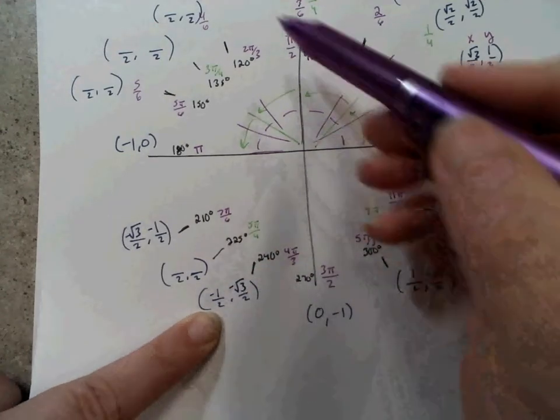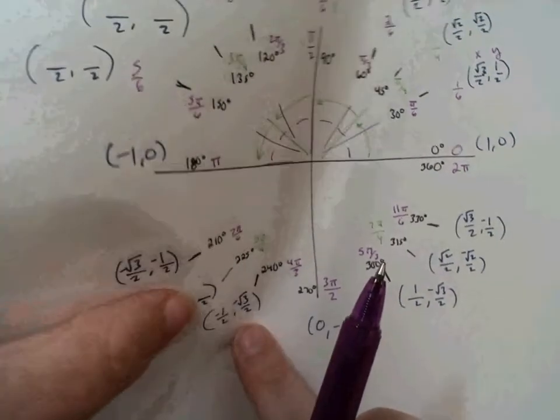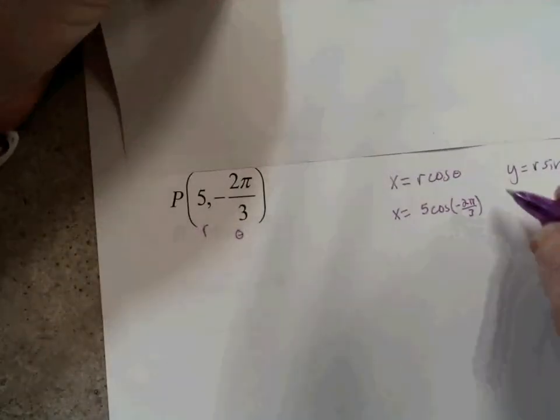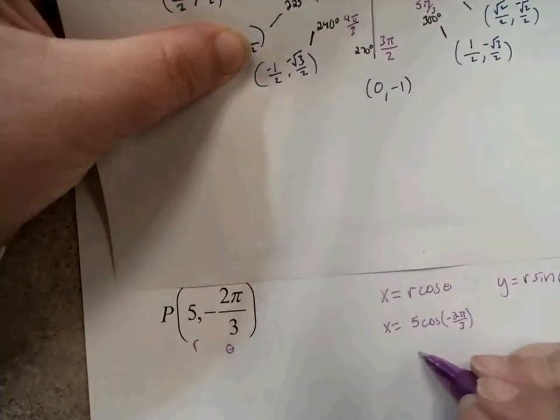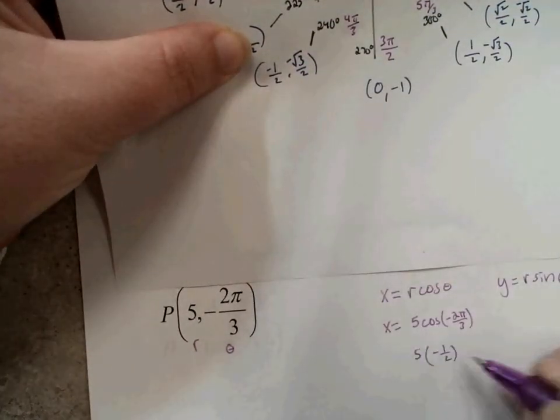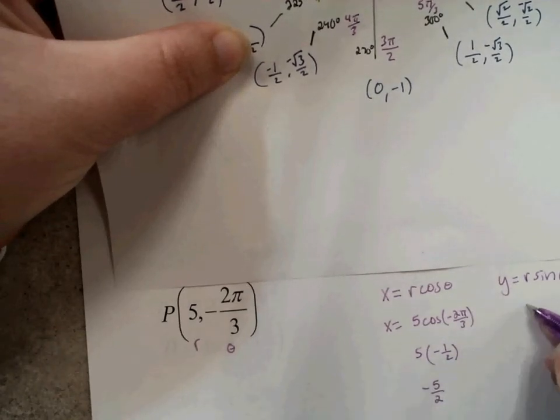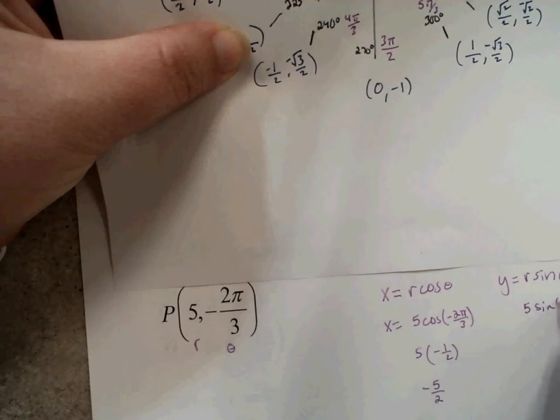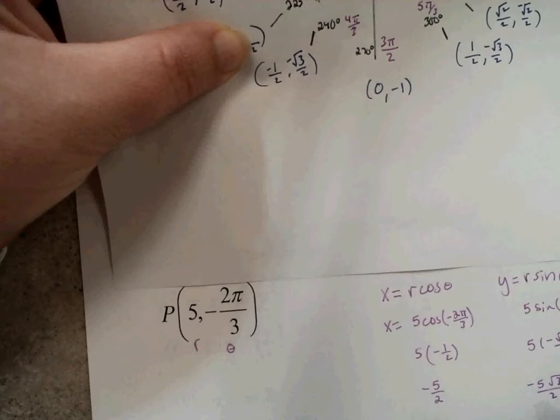All right. 2 pi over 3 is right here, so negative 2 pi over 3 would be right here, this coordinate point right here. So when I need the cosine, I know that the cosine of negative 2 pi over 3 is negative 1/2. So 5 times negative 1/2 is negative 5 halves. That is the x, and then the y is 5 times the sine of negative 2 pi over 3. So that would be 5 times negative square root of 3 over 2, which would be negative 5 root 3 over 2. And this makes sense.